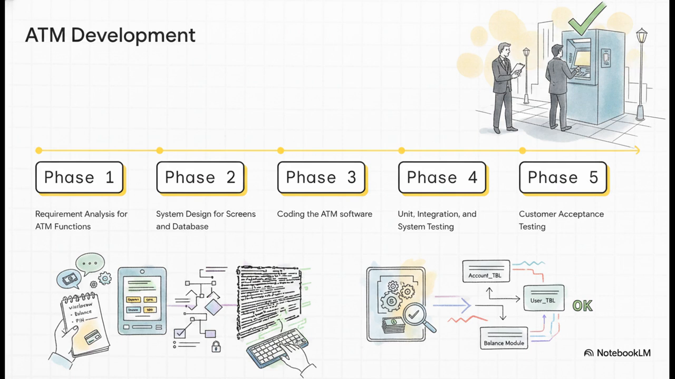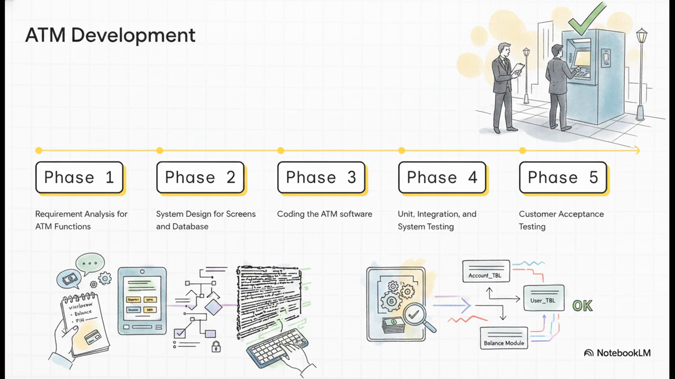You start at the top left by gathering requirements. What functions does the bank actually need? Cash withdrawal, balance inquiry, PIN changes. Then you travel down to design the screens and the secure database architecture. At the bottom, your team writes the code. And then you start traveling back up through your tests.